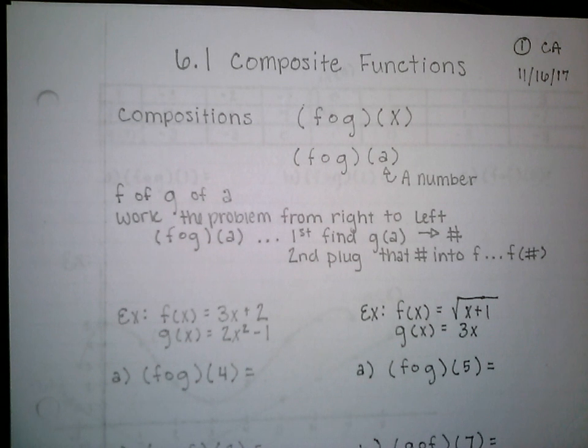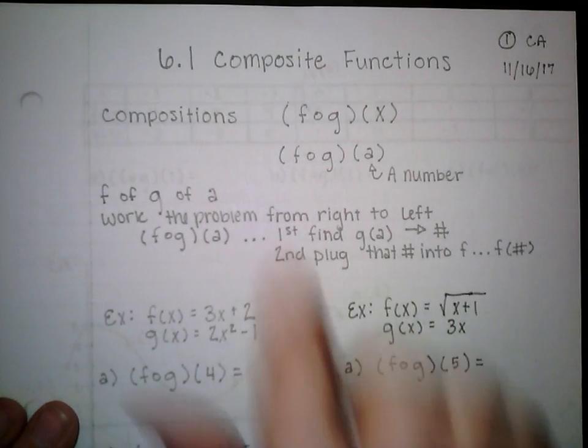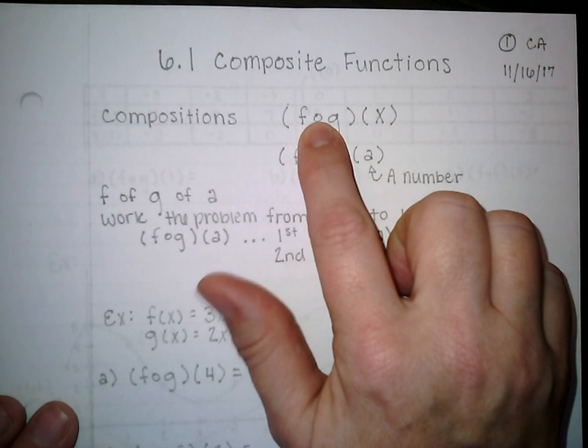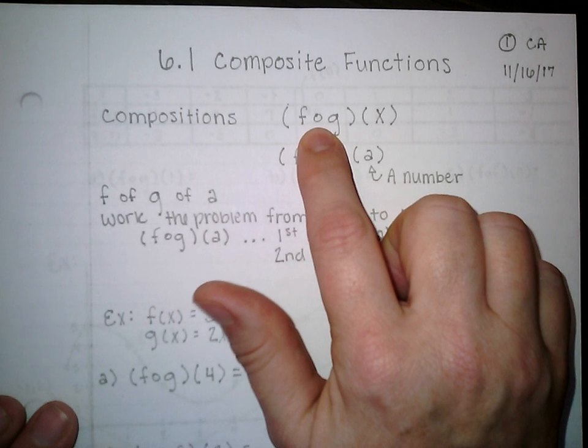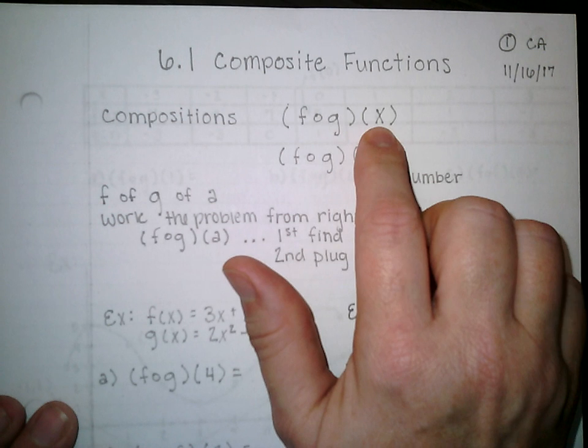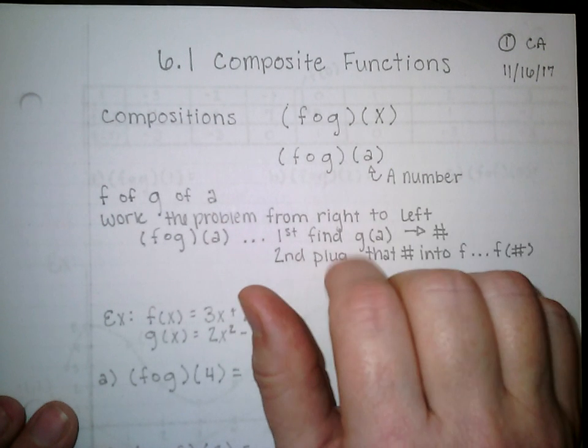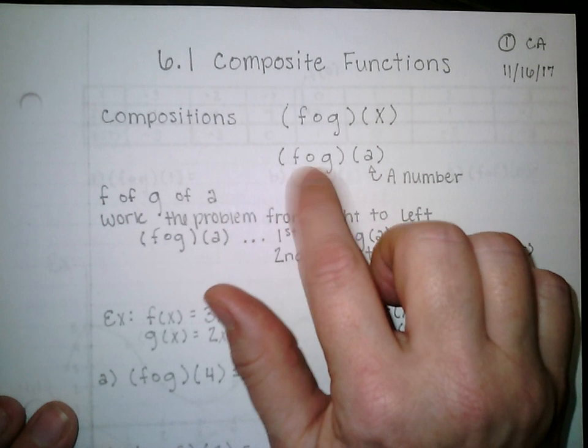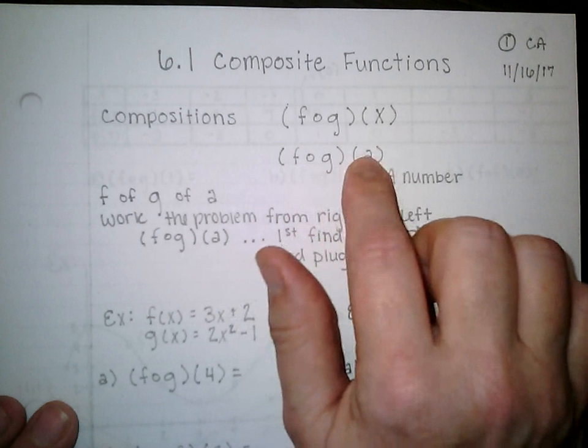We are going to kick off chapter 6 by talking about composite functions. So compositions use this little symbol that's like a circle. So it's f circle g of x. So this is still function notation. Or we could do f circle g of a number.